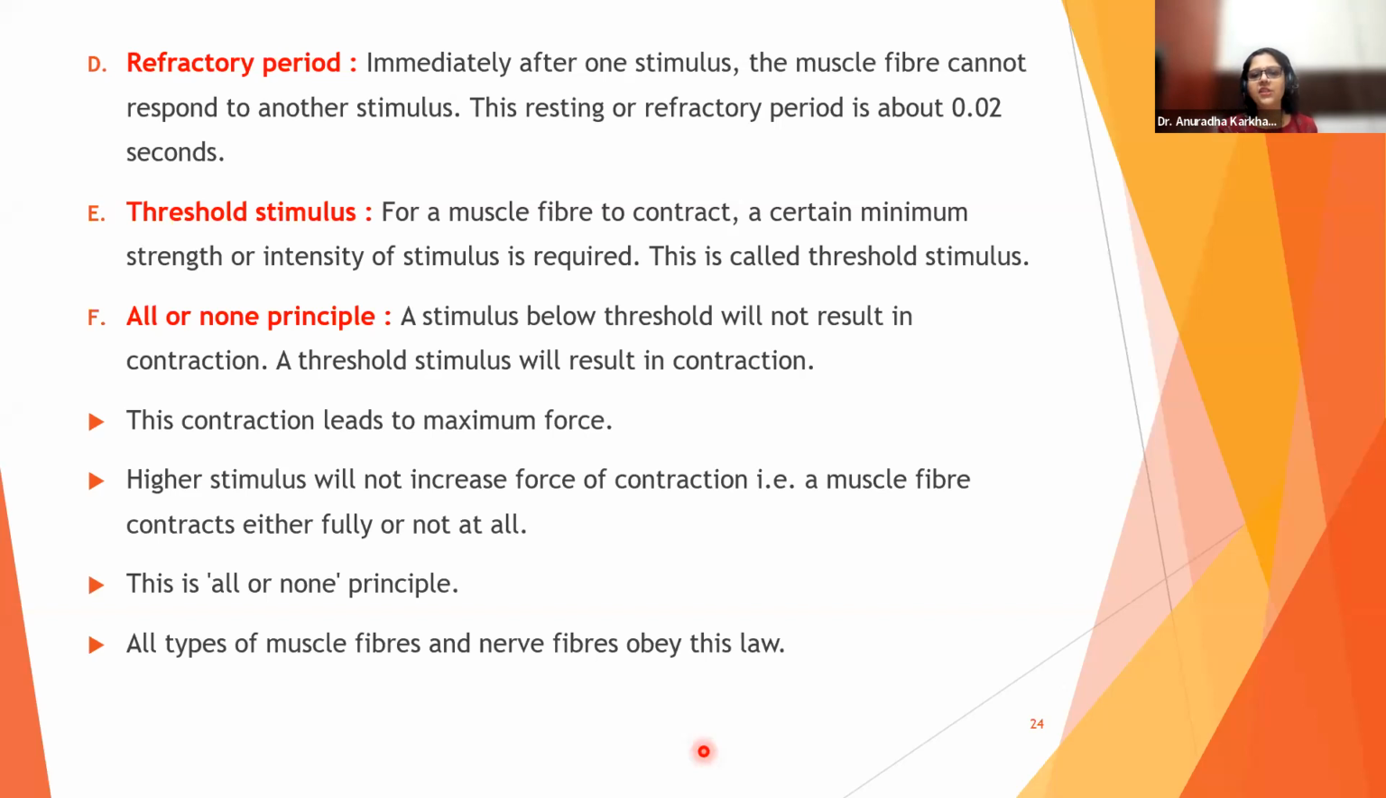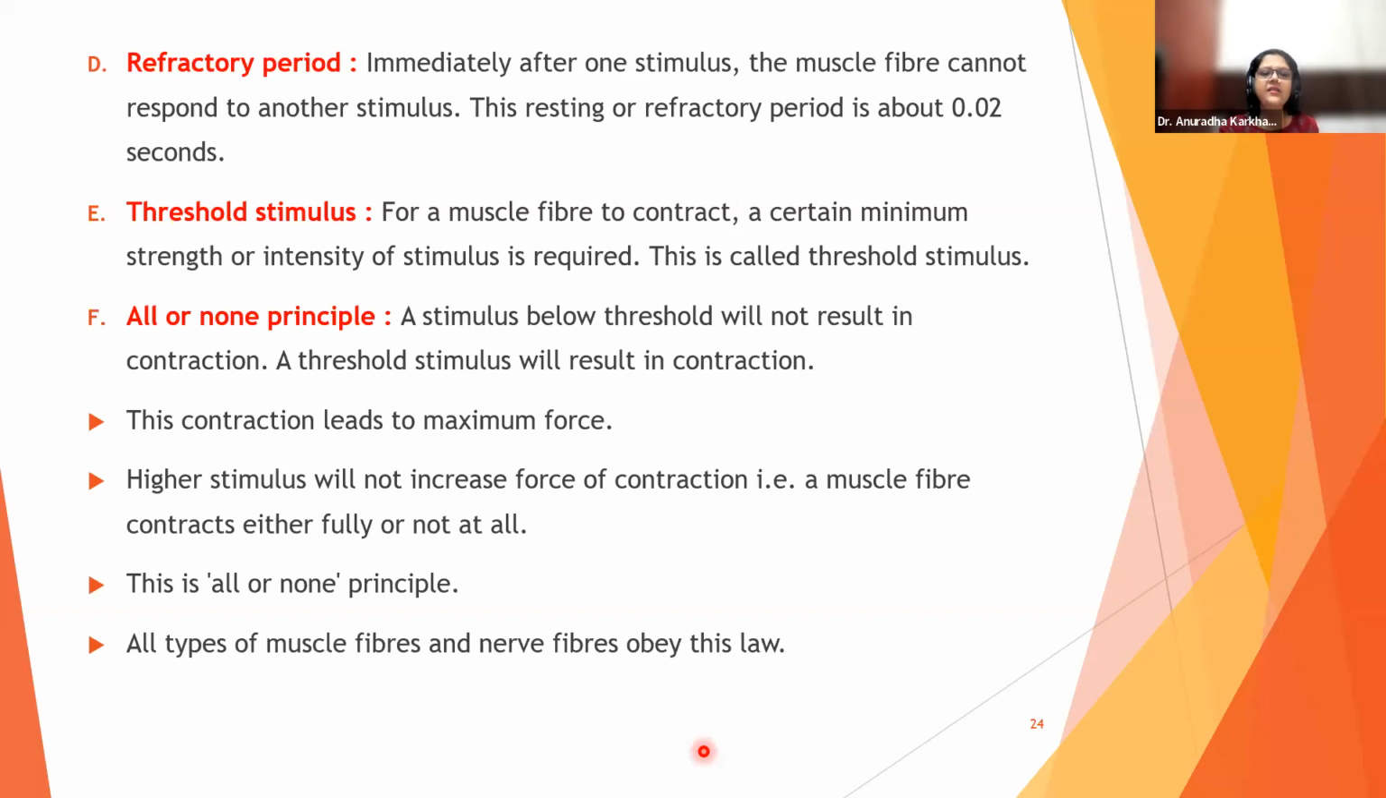Okay, all or none principle, very important. A stimulus below threshold will not result in contraction, while a threshold stimulus will result in contraction. This contraction leads to maximum force. So if the contraction is going to happen, it will happen, and if it is not going to happen, it will not. Halfway contraction is not possible. Either it is going to happen or it won't. That is called the all or none principle.